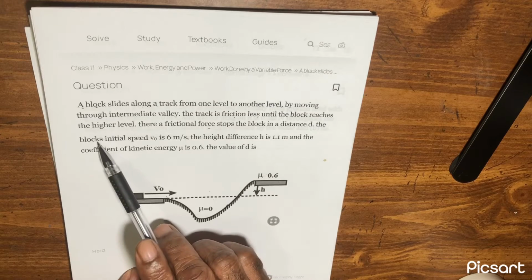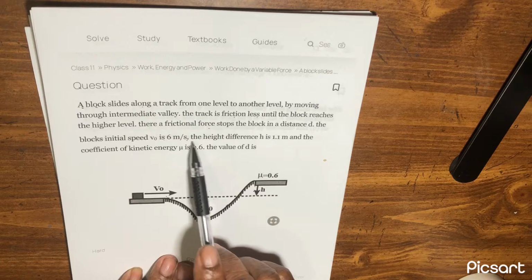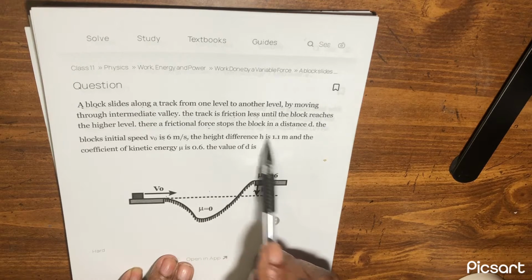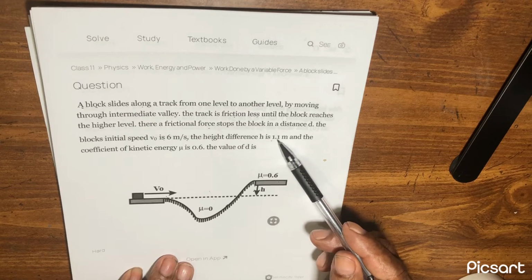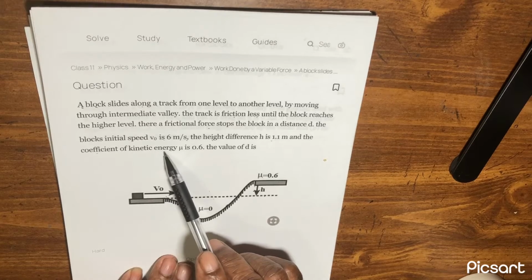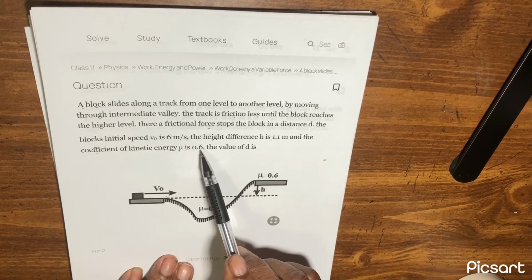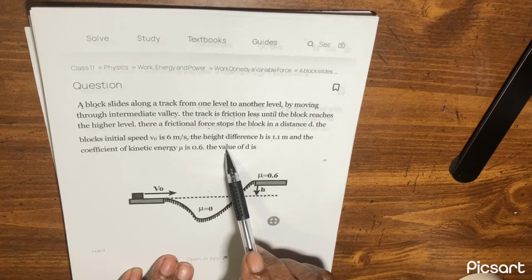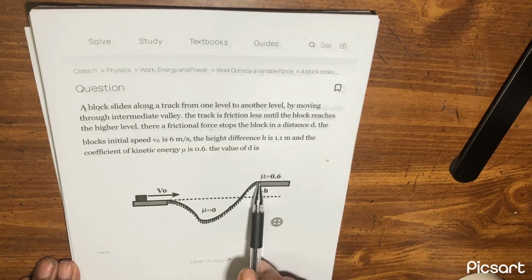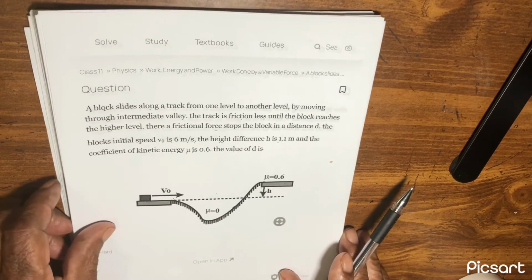The block's initial speed is 6 meters per second. The height difference, h, is 1.1 meters, and the coefficient of kinetic friction, mu, is 0.6. The value of d is what he wants to know: the distance, once it hits this level, that it will take to stop.